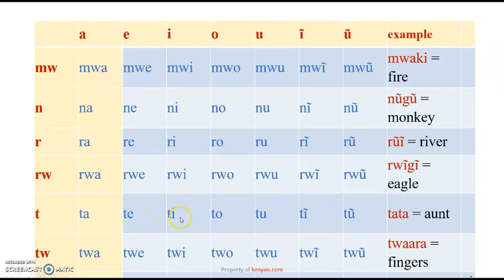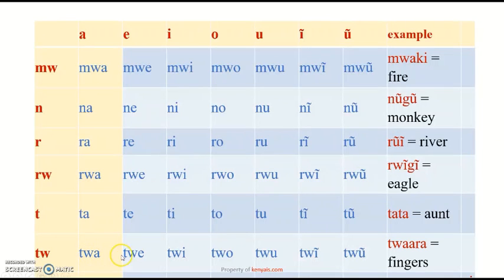Ta, te, ti, to, tu, te, to. An example is tata. Tata is ant in Kikuyu. Note here that there are some people from some regions who pronounce this with a different t sound. Tata, and that's still acceptable. Both pronunciations are acceptable.